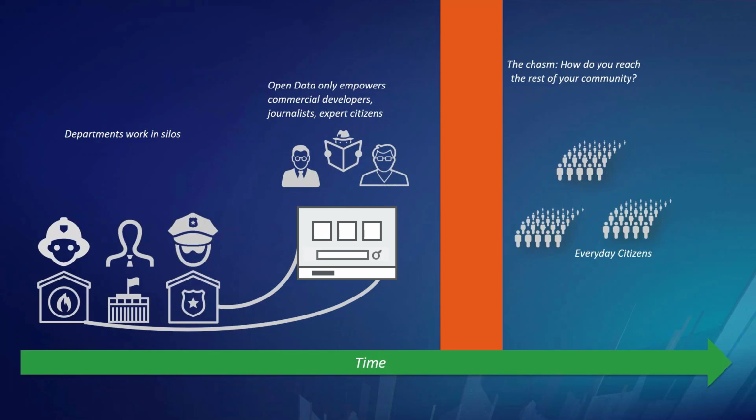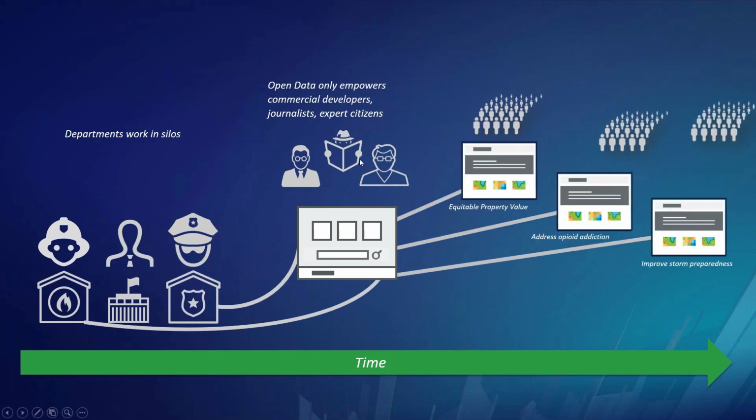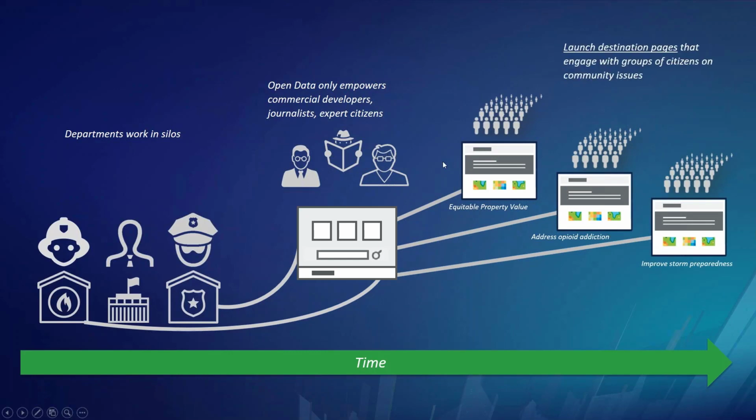So how do we reach the rest of your community and tell your story with open data? In ArcGIS, we're doing that with open data sites and destination pages. The example that I'll talk about today is this equitable property value destination page that we've configured as an inspirational example. I'll show that here in a sec.